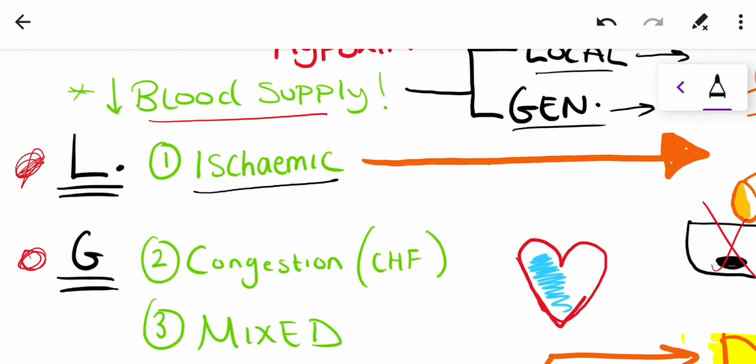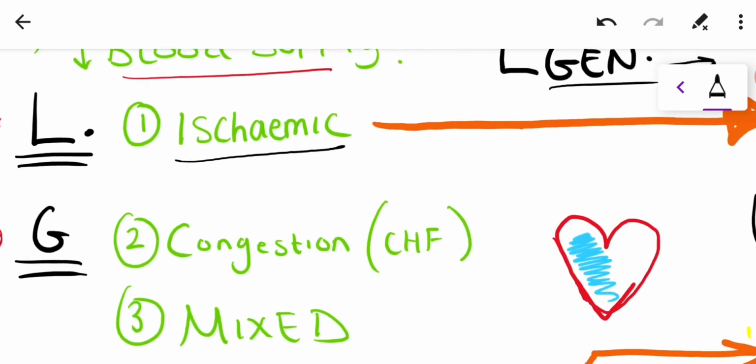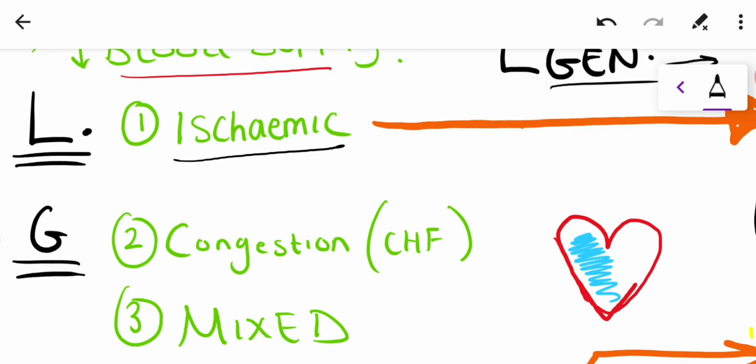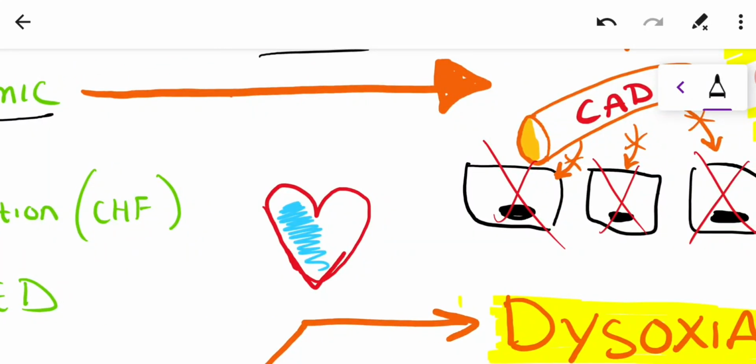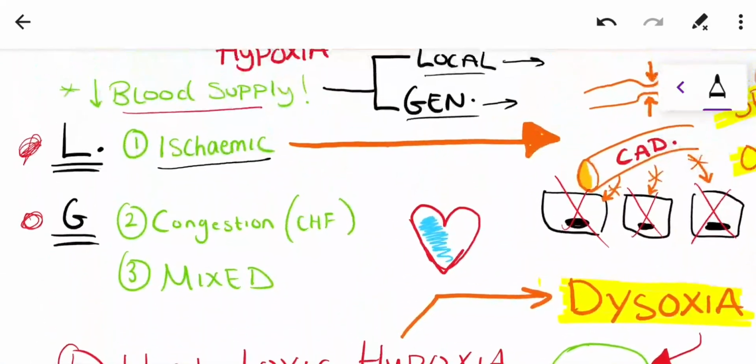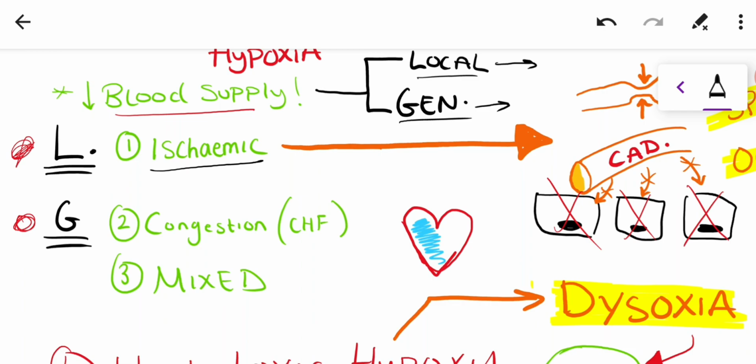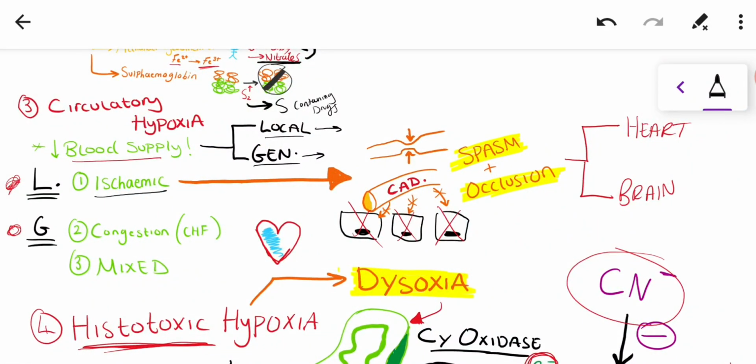Next, general. Okay. Now with general, what do you think of? You think of congestion. Think of chronic heart failure, especially right-sided, in which you will get that systemic pooling of blood. Okay. Mixed is just a combination between the two. So that's circulatory, including local and general.